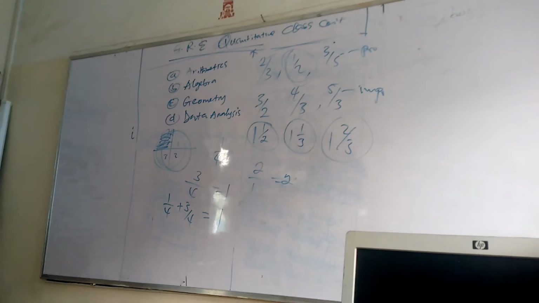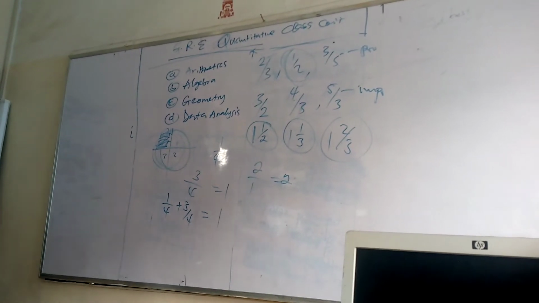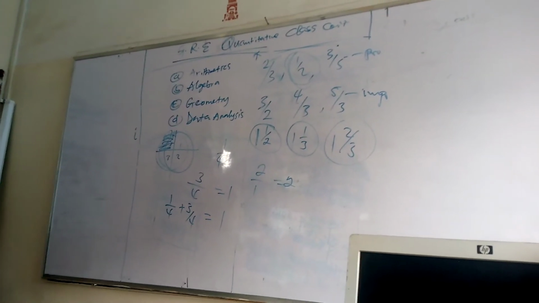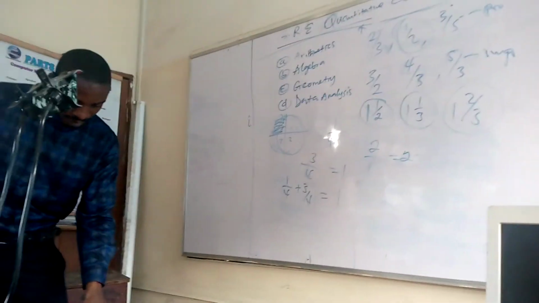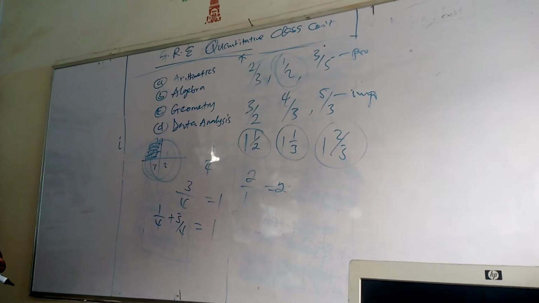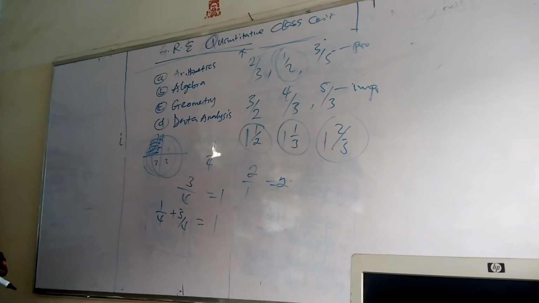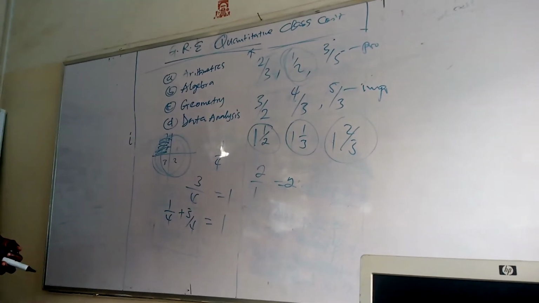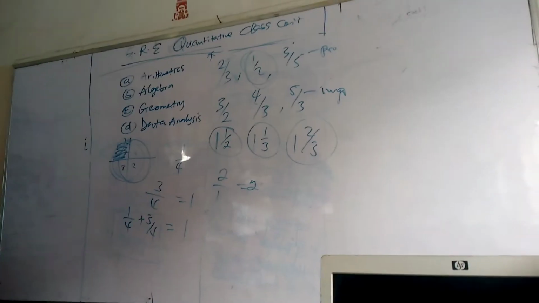So we have been able to speak about fractions, even numbers, odd numbers, prime numbers, factors and multiples. Now let's talk about exponents and roots, series and sequence, set theory. Those are the things I mentioned earlier.